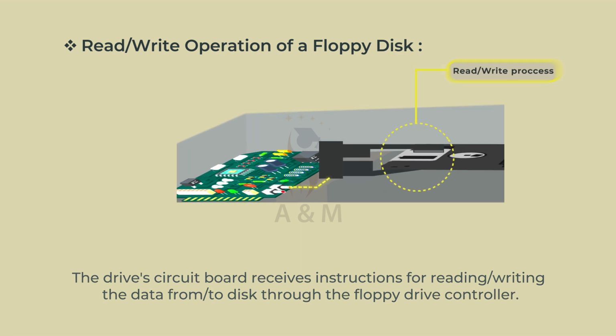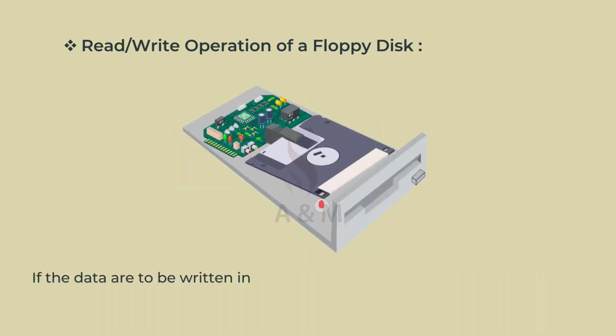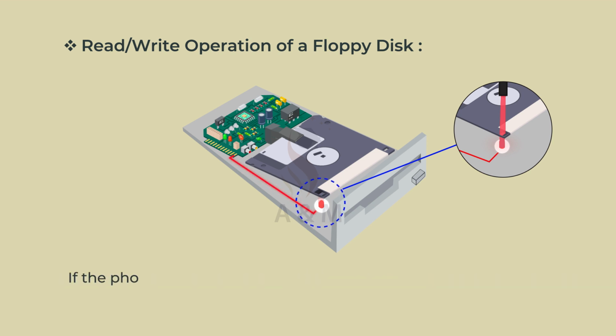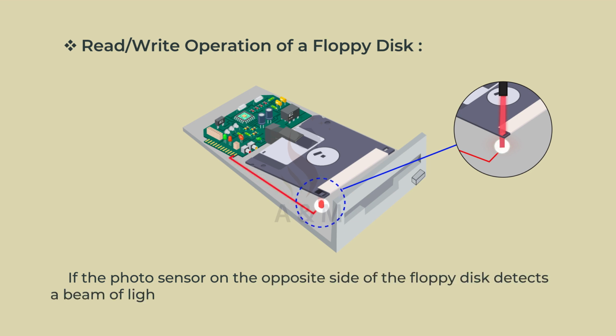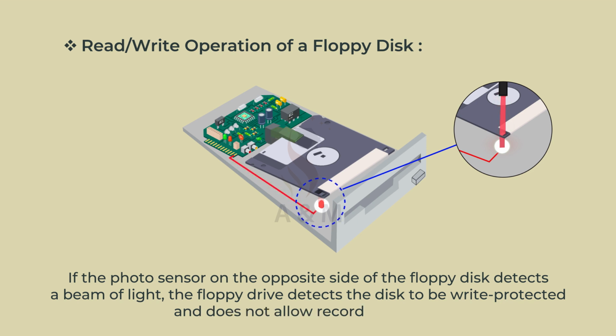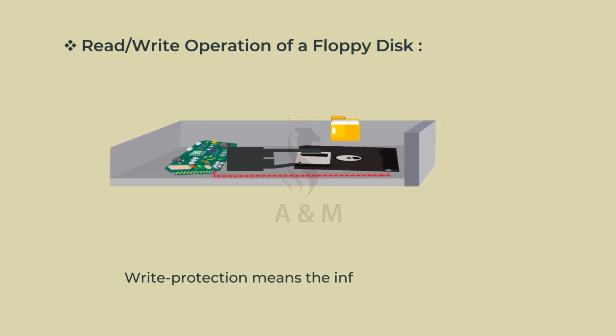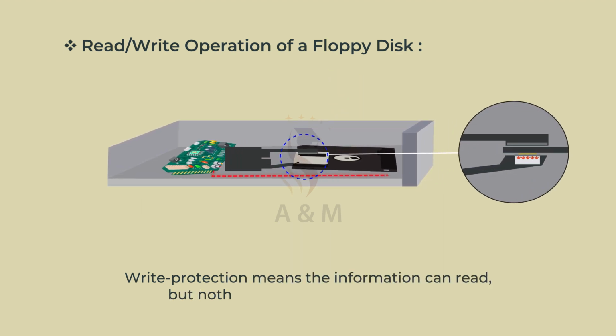If the data are to be written into the disk, the circuit board first verifies that no light is visible through a small window of floppy disk. If the photo sensor on the opposite side of the floppy disk detects a beam of light, the floppy drive detects a disk to be write protected and does not allow recording of data. Write protection means information can be read but nothing can be added or modified.